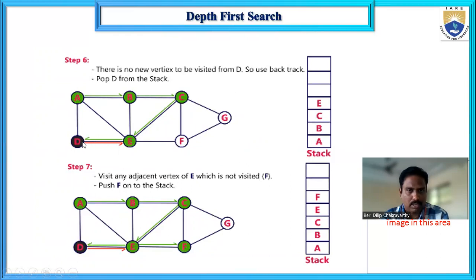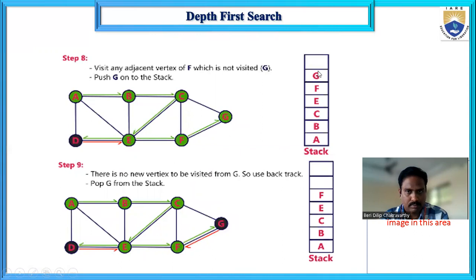So I need to go back to where I came from. I went to E, so again from E I'm checking whether all adjacent vertices are completed. Here all are completed except F, so I'll add F. I visit an adjacent vertex of E which is not visited and add it to my stack. Then from F, I'm adding G, the last one.